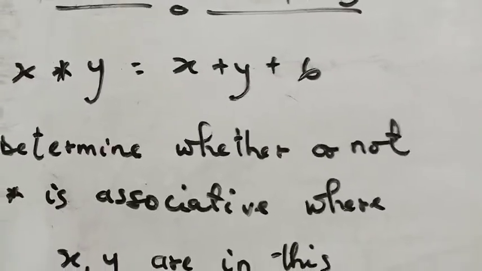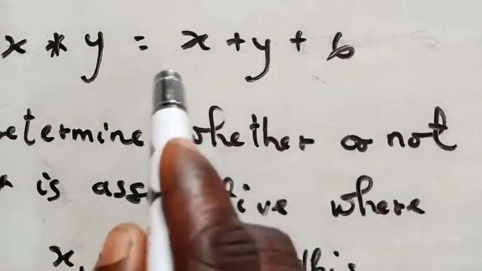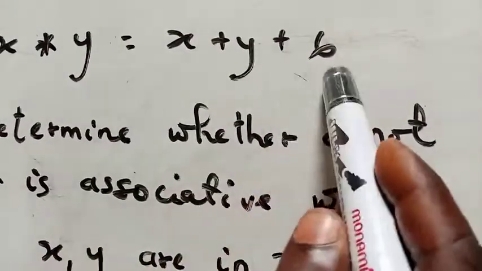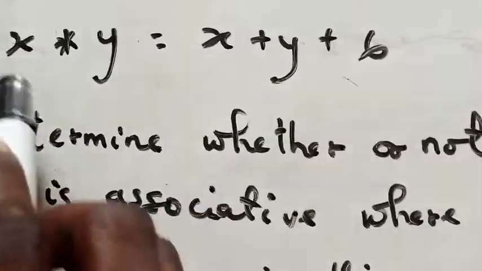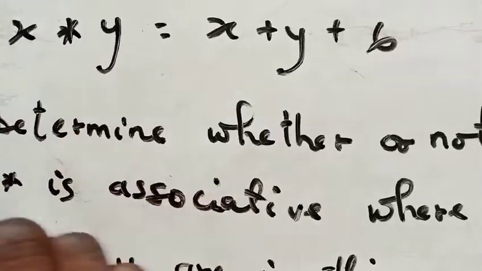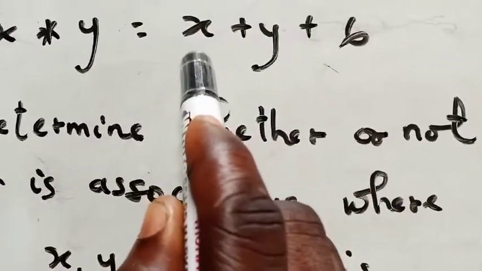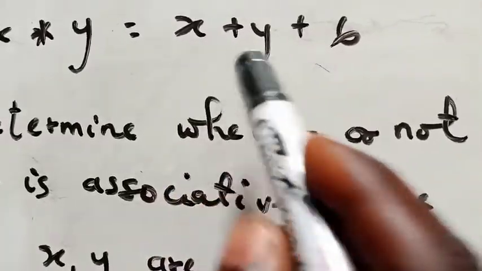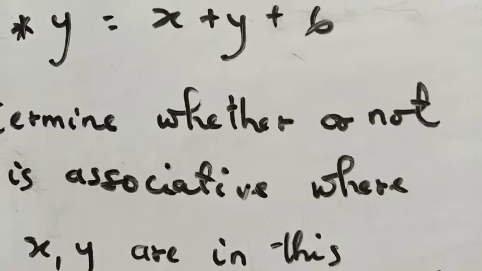We have a very nice question that says x operation y is equal to x plus y and then plus 6. So what I normally do is that x here will be the first person. If I want to combine this first person with the second guy, then this is how I must combine them. I have to pick the first person and then add the second person to that. After that, I add 6 to it.